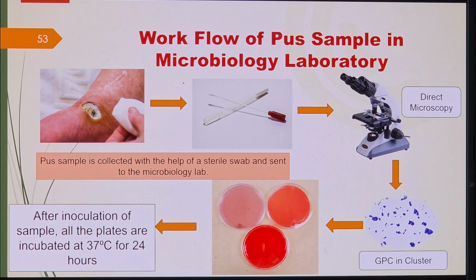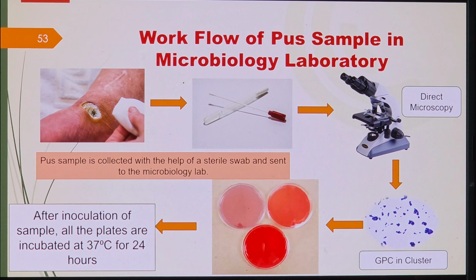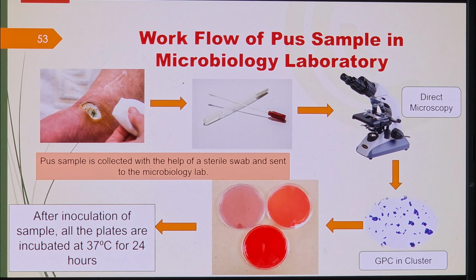So what is the workflow of a pus sample in the microbiology laboratory? The pus sample is collected with the help of a sterile swab and sent to the microbiology laboratory. First, direct microscopy is done and the microscopic findings show gram-positive cocci arranged in clusters. Then, as it is a gram-positive cocci, it is inoculated onto blood agar, MacConkey agar and selective media like mannitol salt agar. After inoculation, all the plates are incubated at 37 degrees centigrade for 24 hours.